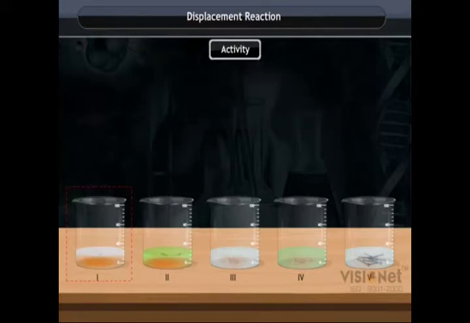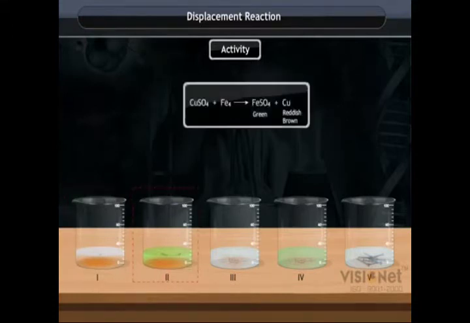Similarly, in beaker 2, iron replaces copper from the copper sulfate solution. Hence, the color of the solution changes from blue to green and a reddish-brown substance gets deposited on the iron nail. We conclude that displacement reaction takes place between the more reactive metals and the less reactive metals of the salt solution.